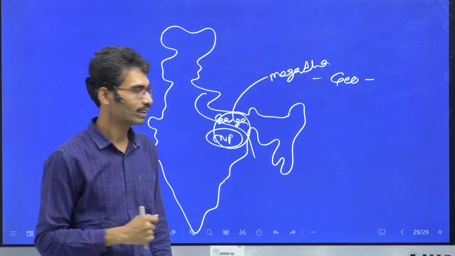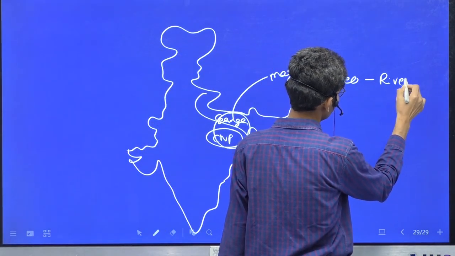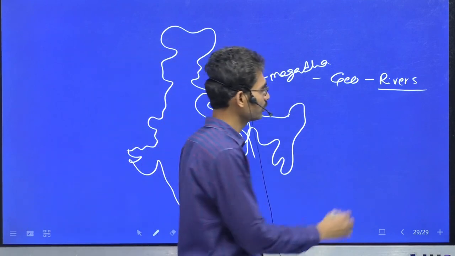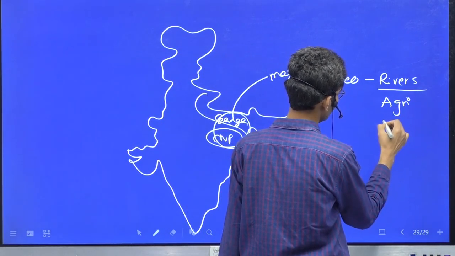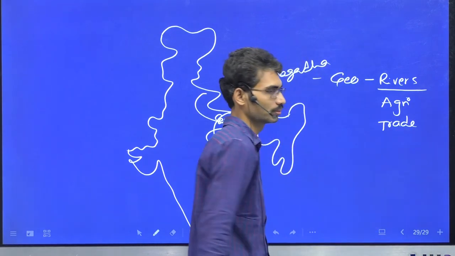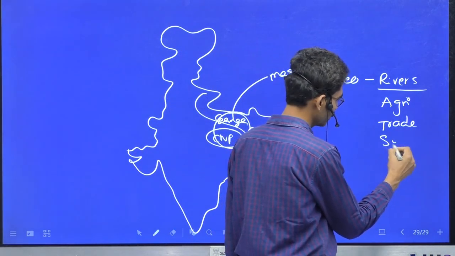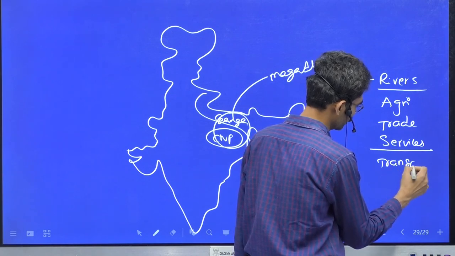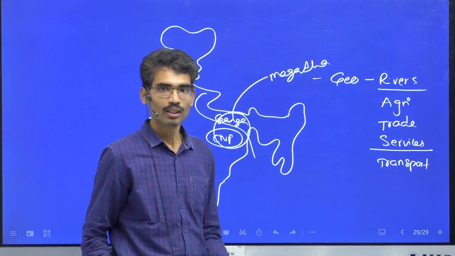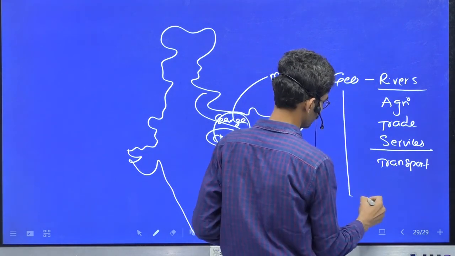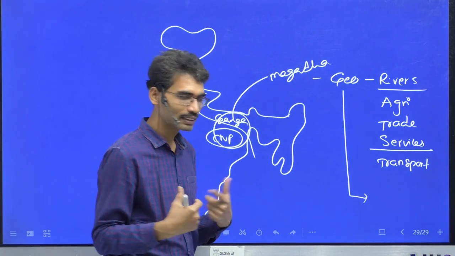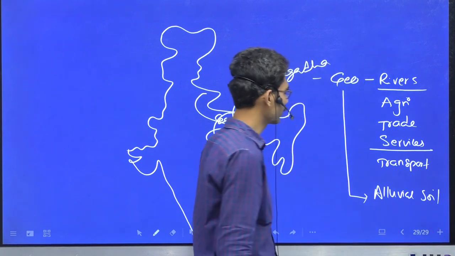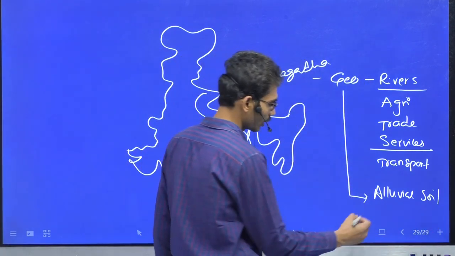When it comes to geographical factors, so many rivers were flowing in the Magadhan kingdom. As a result, agriculture flourished. Trade flourished, different services flourished. Now these rivers also provided a good transportation system. And because of this continuous availability of water, at the same time alluvial soil, because of so many rivers, alluvial soil, forest area.